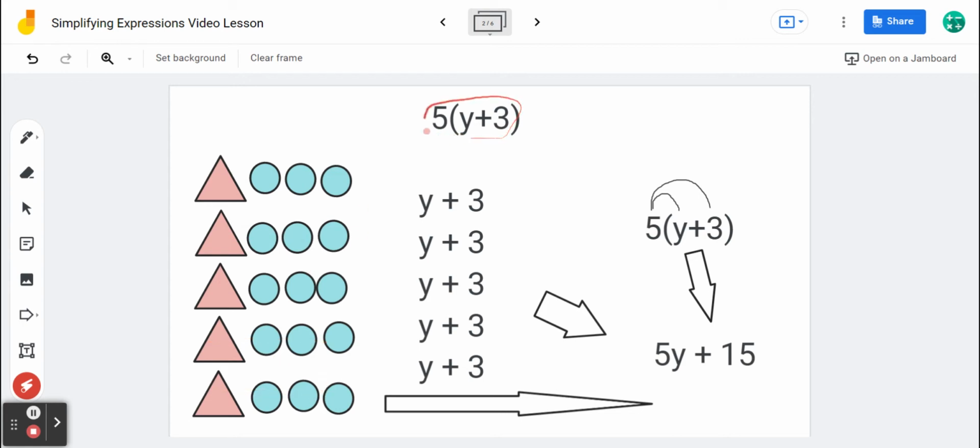So I drew this math out, and then the last step would be, all right, let's count all the triangles. 1, 2, 3, 4, 5. 5 triangles, 5 y's. Let's count the blue circles. 1, 2, 3, 6, 9, 12, 15. 15 blue circles. You can't actually combine triangles and circles. So you got to keep it together with a plus sign, but you cannot add it. It does not become 20y. I repeat, you cannot combine these.